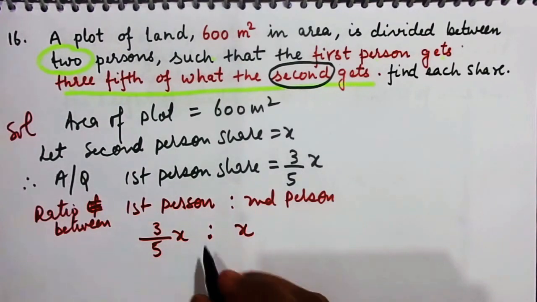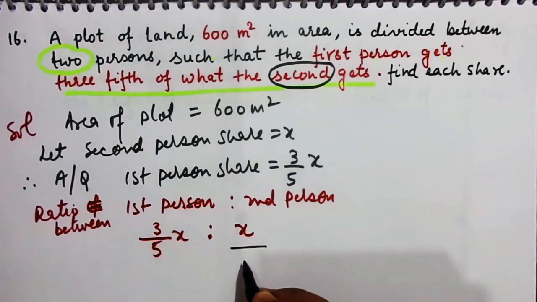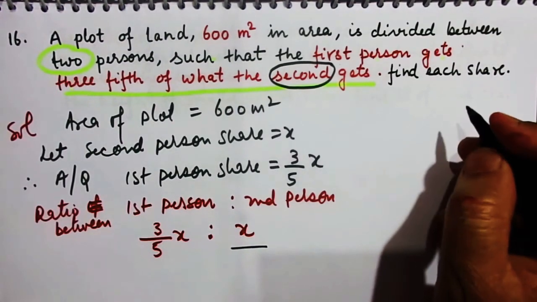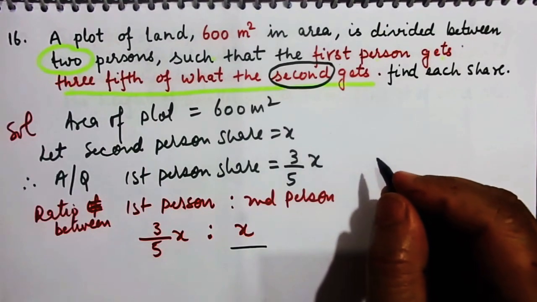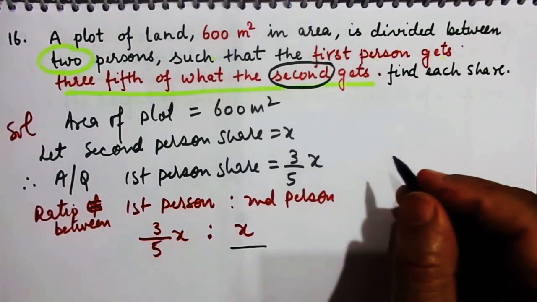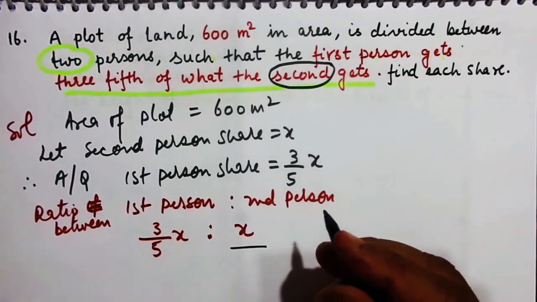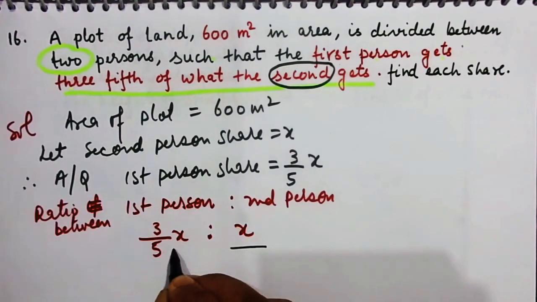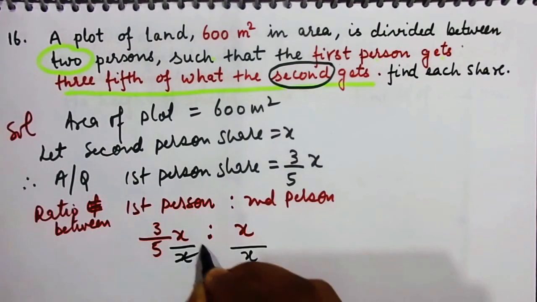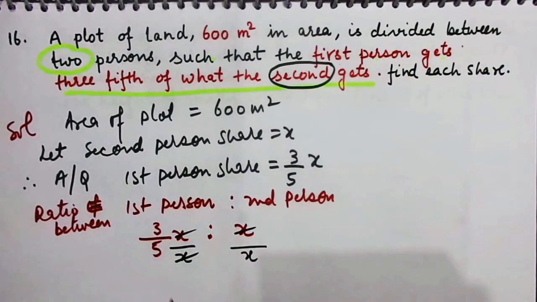How? As we know, you are free to divide or multiply a ratio by any number, and you will find that the value remains the same. So I am going to divide both of them by x. When I divide both of them by x, I get 3 by 5 is to 1.